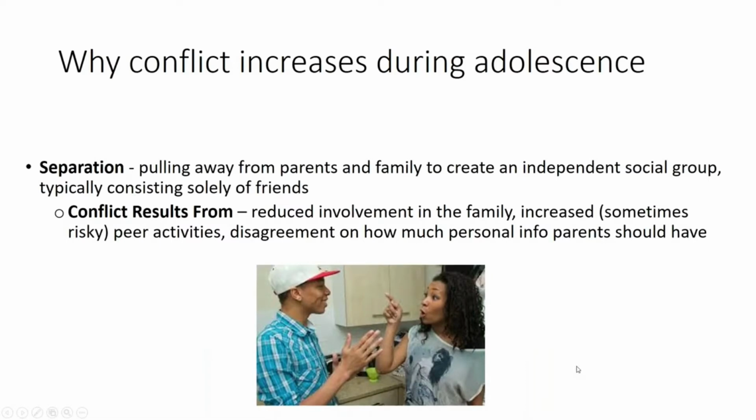So as I mentioned, there are several processes that occur during the teenage years that can explain some of the reasons why we see increased parent-teen conflict during this time. The first of these processes is referred to as separation. Separation is the process of teens pulling away from their parents and their family in order to create a more independent social group. Typically, that social group consists largely or solely of their friends and peers.